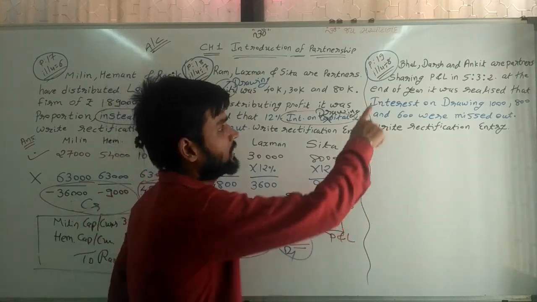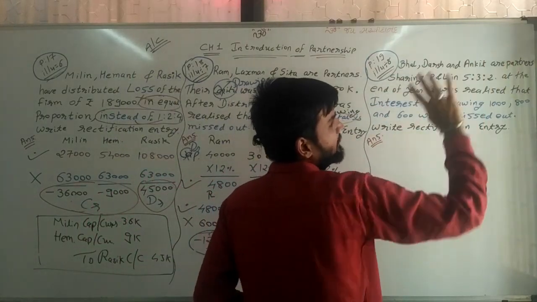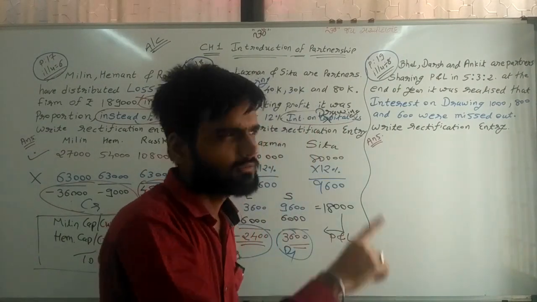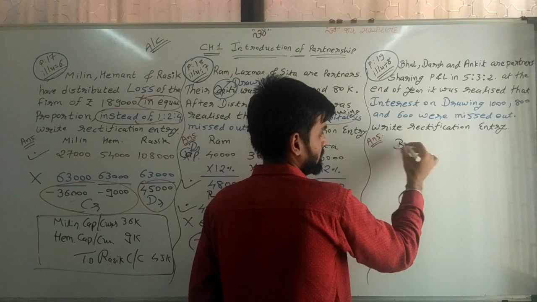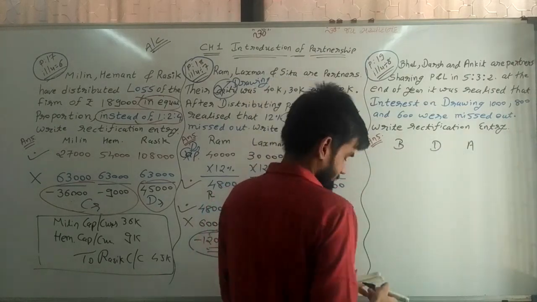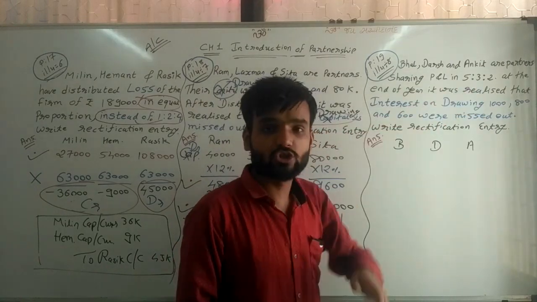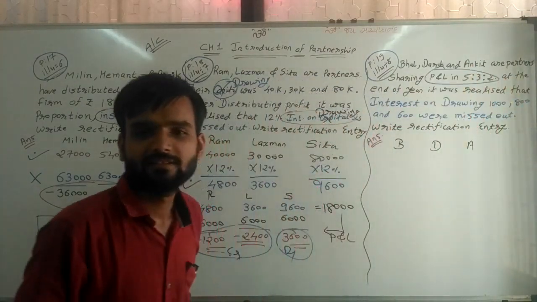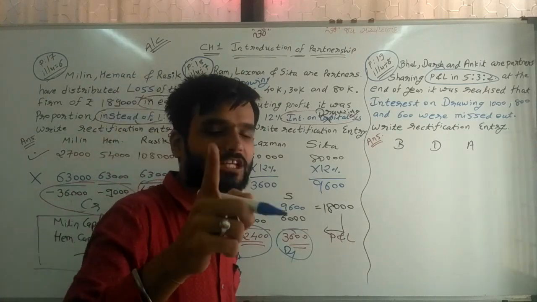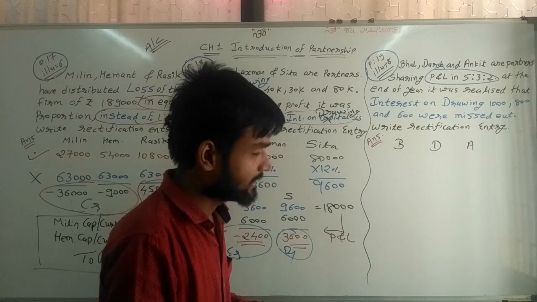Now see, Bal, Darsh and Ankit are partners. In short it is written Bal, Darsh and Ankit are partners. Sharing profit and loss in the ratio of 5:3:2. Sir, here P&L ratio is given. So we cannot assume equal ratio. So P&L ratio is available.